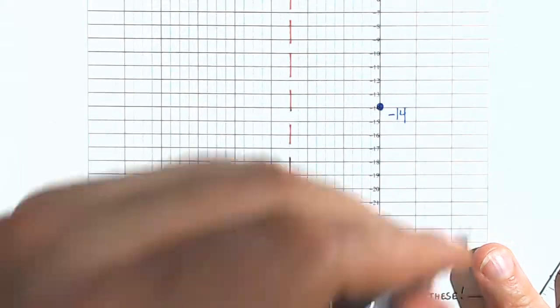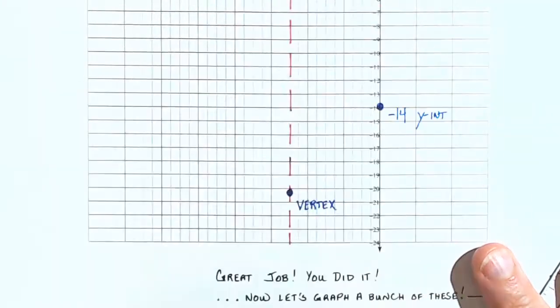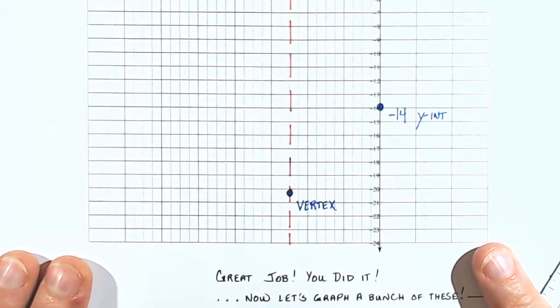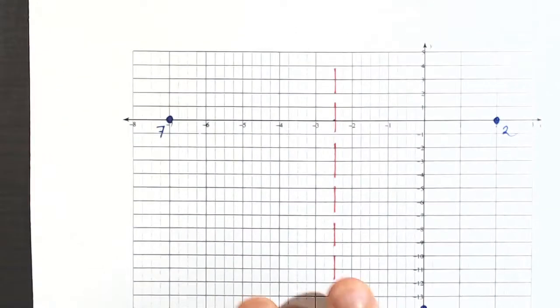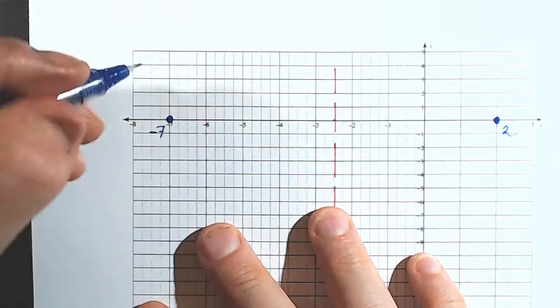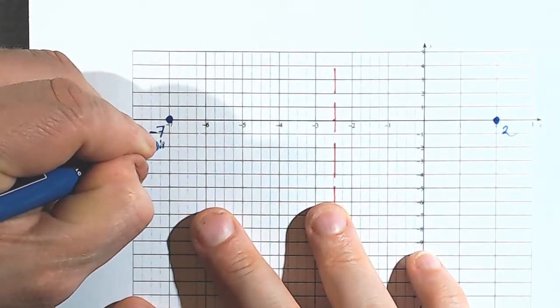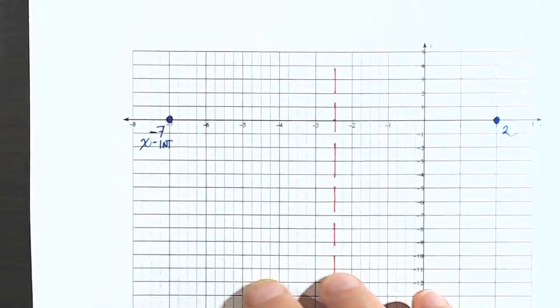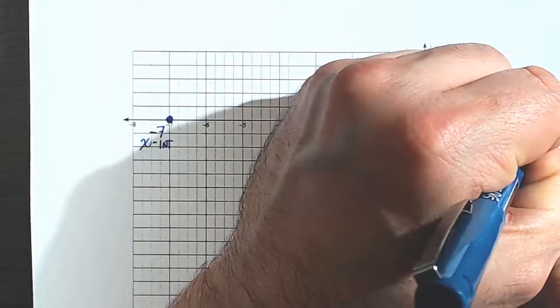This negative 14 right here, this is the y-intercept. I'll abbreviate that y-int. Okay, make sure you're doing this. Make sure you're writing this. This is important. Up here at negative 7, I should have written negative 7. We'll call this one of our x-ints, x-int. And over here at 2, I'll call this my other x-int.